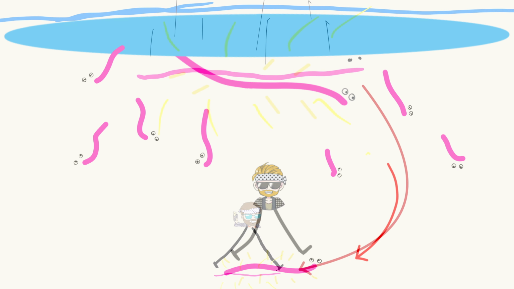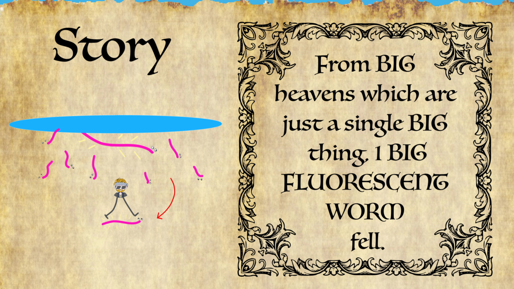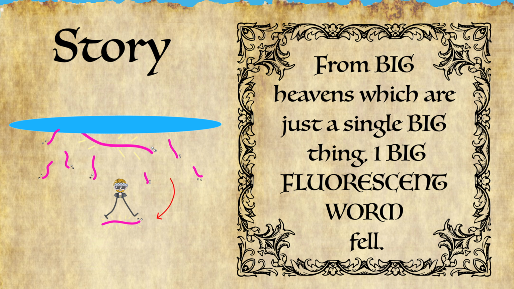Our story is as follows. From big heavens, which are just a single big thing, one big fluorescent worm fell.